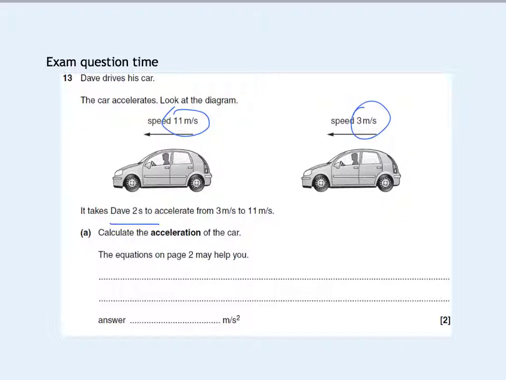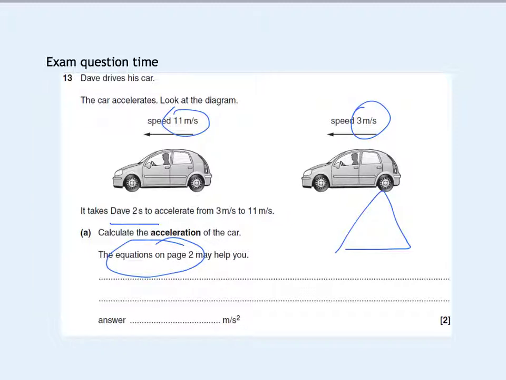Calculate the acceleration. As usual, you don't have to remember the equation. They're going to give you that on the exam paper, but don't forget they'll only give you one version of that, and you have got to be able to do that triangle in order to rearrange the equation if necessary. So pause this slide and work out the acceleration of the car, and then we'll look at the answer.